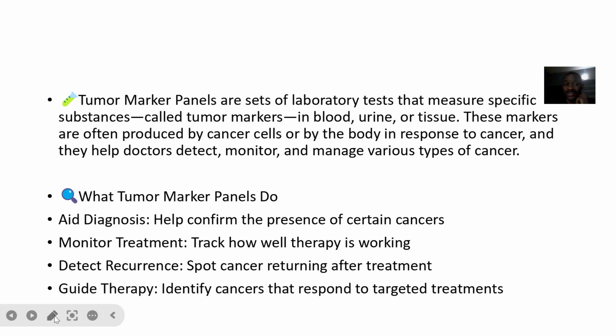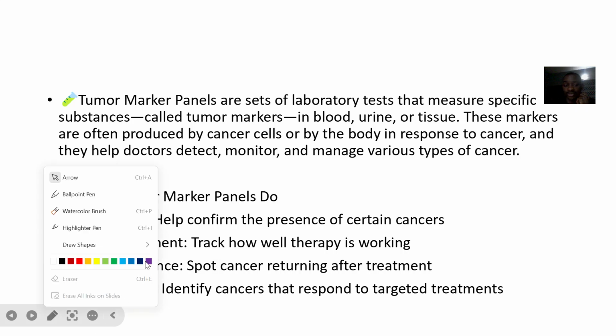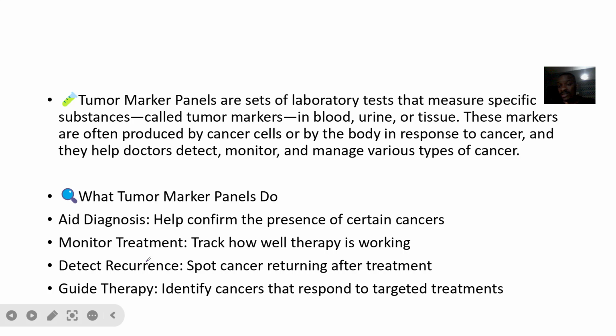So they measure specific substances, and these substances are called tumor markers. You understand? So it's the tumor markers that will usually rise up when a particular cancer is present in the body. Do you understand? This helps the doctor to detect, to monitor the type of cancer, and to diagnose the type of cancer.